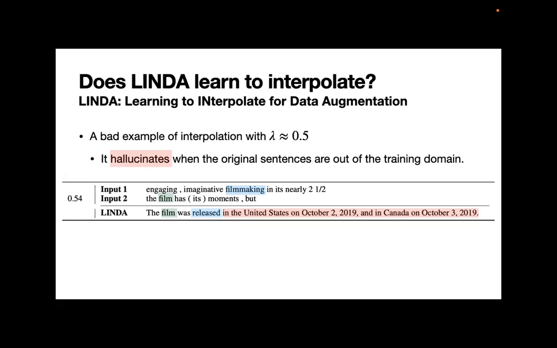And of course, there is a bad example as well. The unfortunate thing is that, just like any language generation models that we have seen so far, it does hallucinate, especially when the original sentences are far out of the training domain, or they are not well formed, as in Wikipedia text or something like that. So here, I think the first one is engaging imaginative filmmaking, and it's nearly 2.5, and then that's it. The film has this moment, but that's it. And then somehow we start with, okay, it has to be something about the film, but it's just going to make up the stuff. Although it kind of makes sense, that's probably how it happens in general.